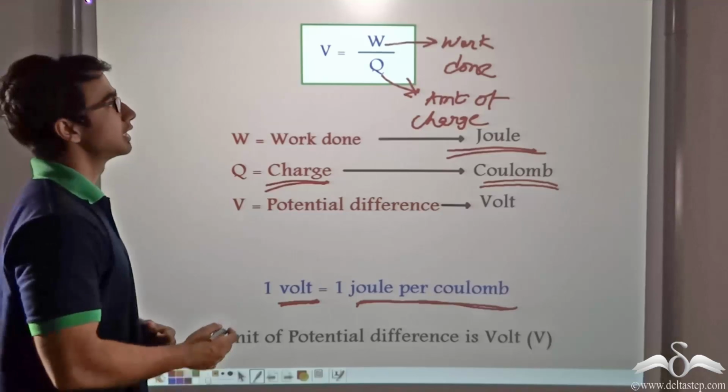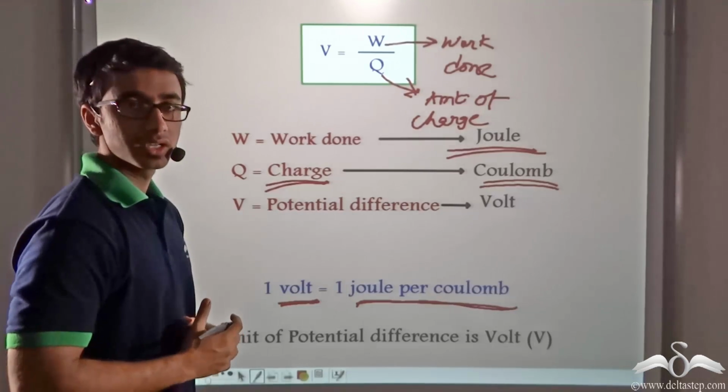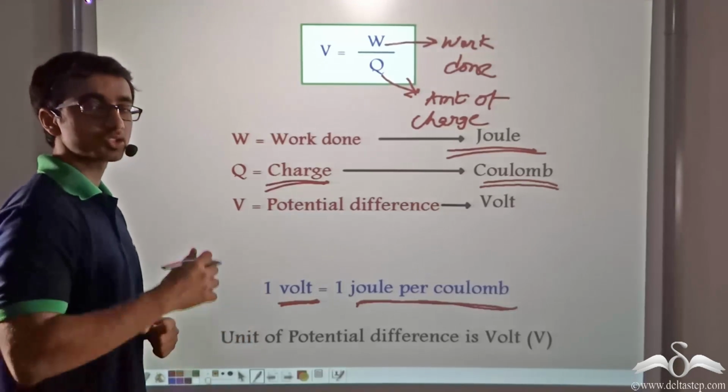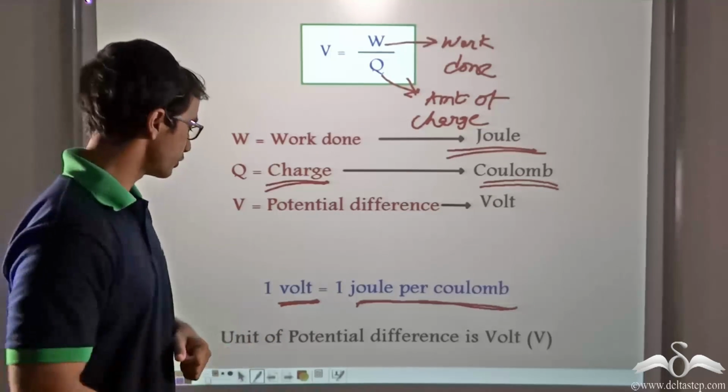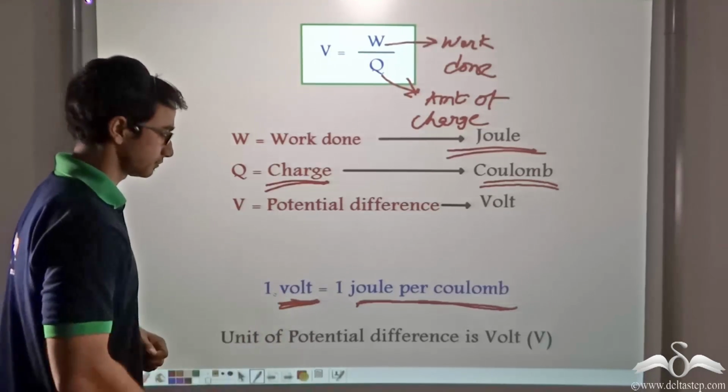So if we have done 1 joule work in moving a unit positive charge from one point to another, we can say that the potential difference between those 2 points will be 1 volt.